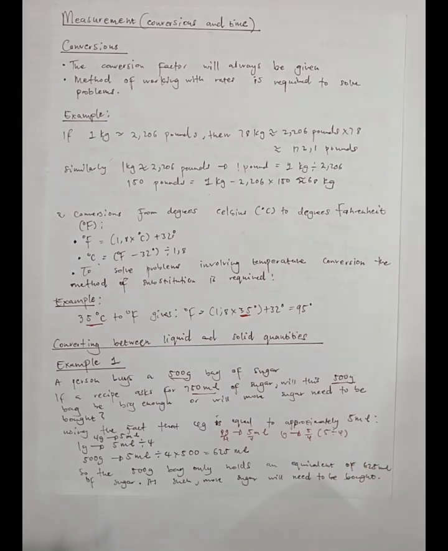Right. Moving on, 500 grams will be equal to approximately 5 milliliters divided by 4 times 500, which is equal to 625 milliliters. So the 500 gram bag only holds an equivalent of 625 milliliters of sugar, meaning that it is not enough. So more sugar will need to be bought. Okay, I hope we're clear on that one.